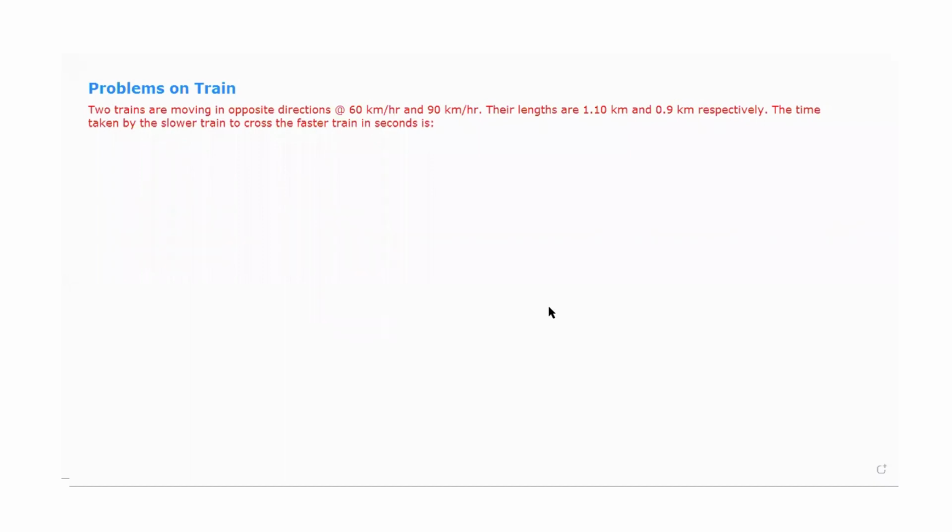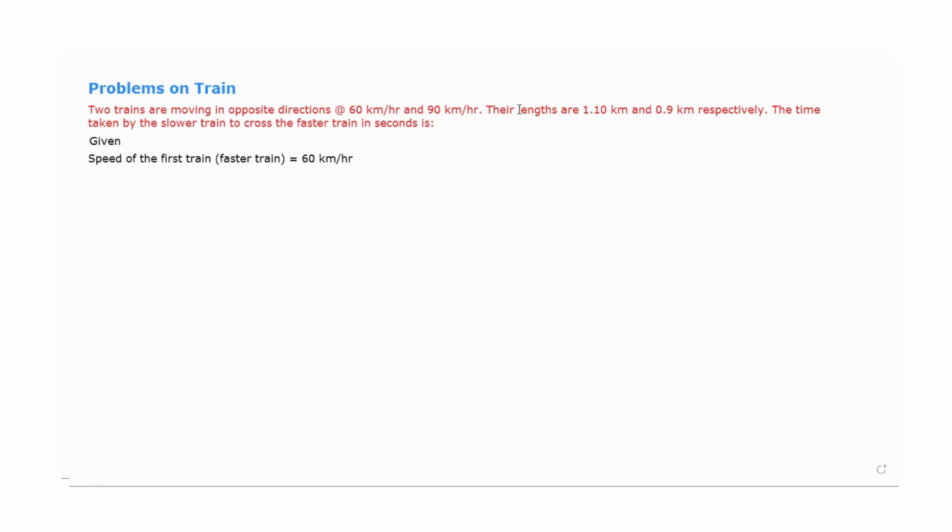Two trains are moving in opposite directions at 60 kilometers per hour and 90 kilometers per hour. Their lengths are 1.10 kilometers and 0.9 kilometers respectively. The time taken by the slower train to cross the faster train, in seconds, is? Answer: to determine the time taken by the slower train to cross the faster train, we need to consider their relative speeds and the sum of their lengths.